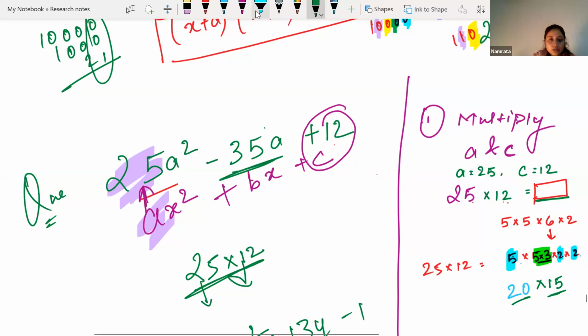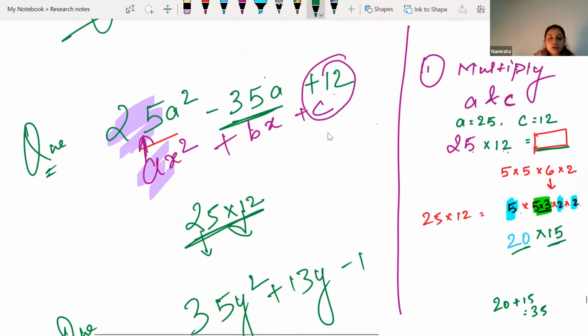So here, can you tell me what will be the combination? Anyone? Here we have already figured it out. That is 20 and 15, right? Can you see? That is 20 and 15. So 25 and 12, if you multiply and then break it, we get two such factors, that is 20 and 15. When we add these two, we will end up getting 35.